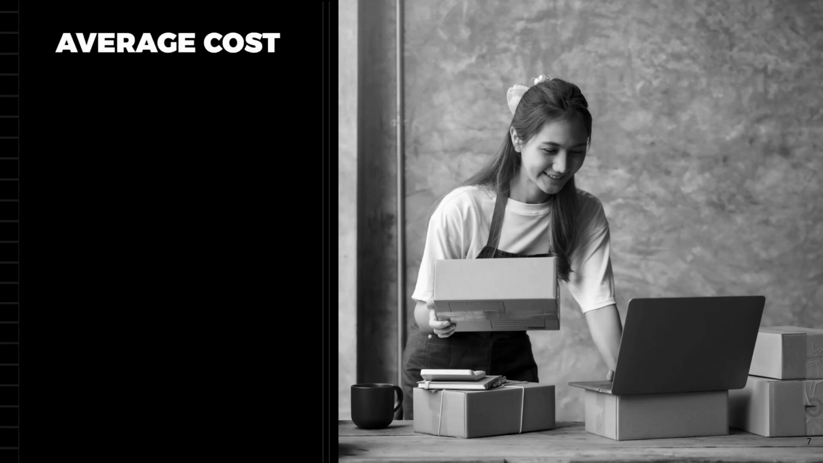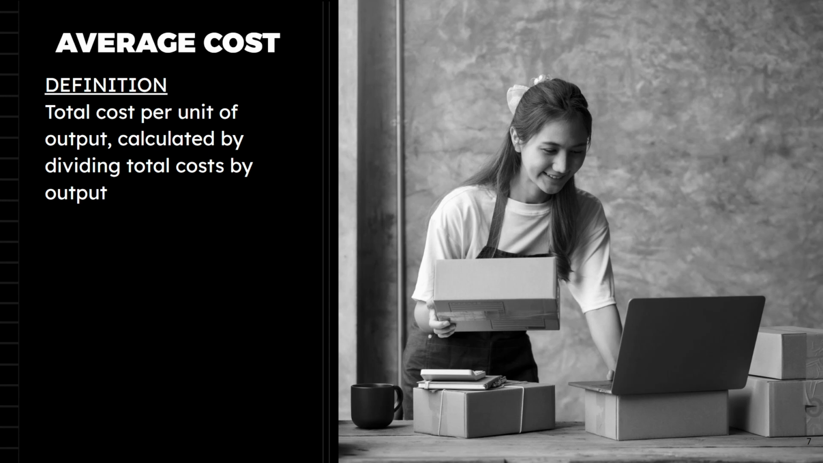Now we're moving on to average costs. So the definition of average cost is total cost per unit of output calculated by dividing total cost by output. So this is the formula. Total cost divided by quantity produced. That's the formula. It's that simple.